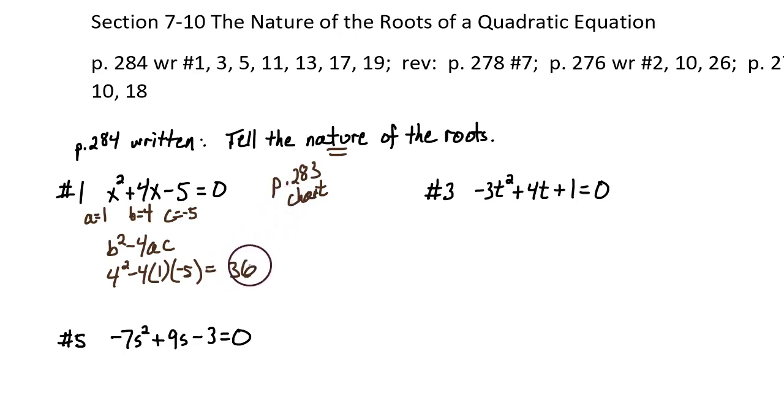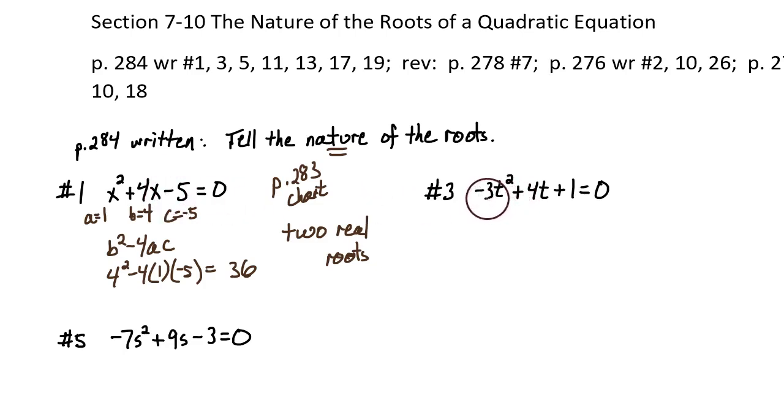When the discriminant is a positive 36, that means that there are 2 real roots. The solutions to the equation for x are real numbers. They're not imaginary numbers, which we haven't even studied yet.